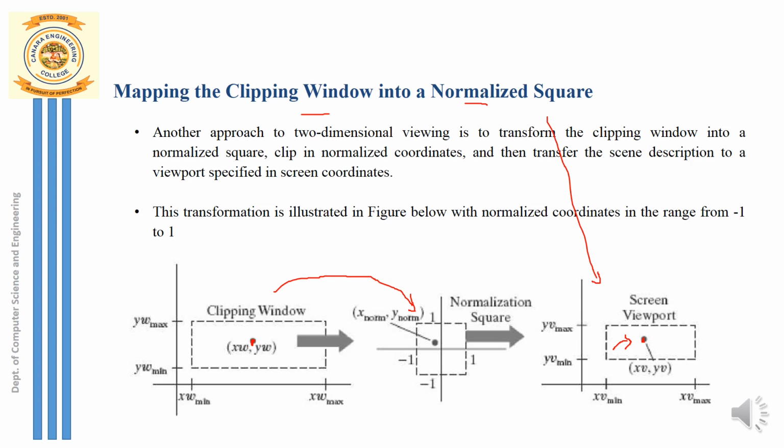This is a space on the screen. Whatever you have clipped, that portion which lies inside the window will be finally rendered on the screen. So this is a viewport. You can see this is a series of mappings, and you can see that now in the form of matrices.